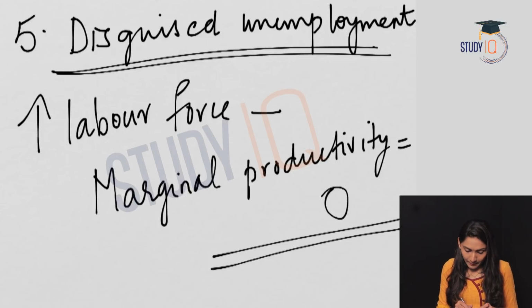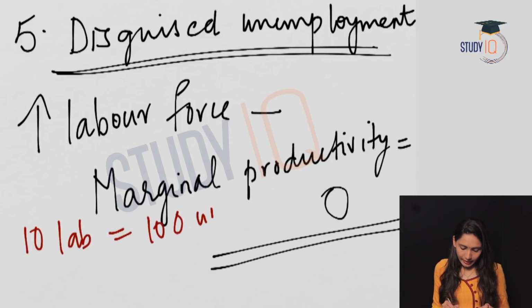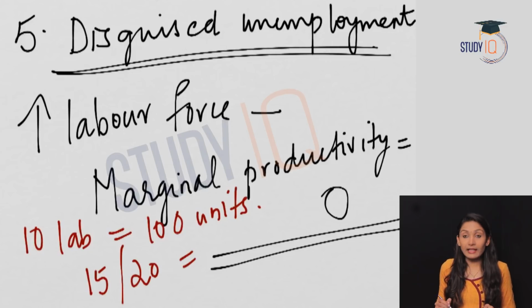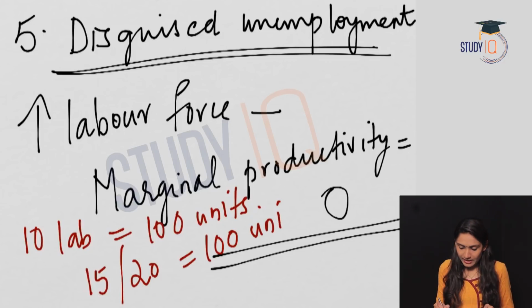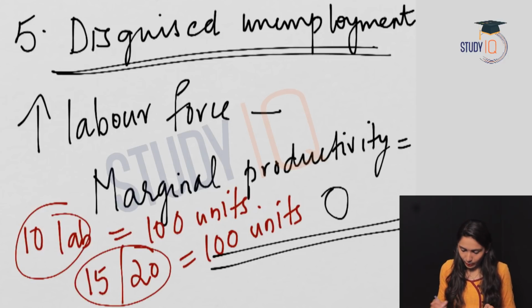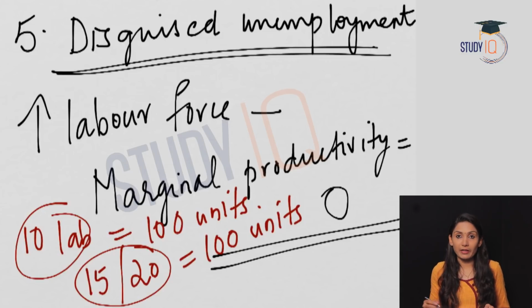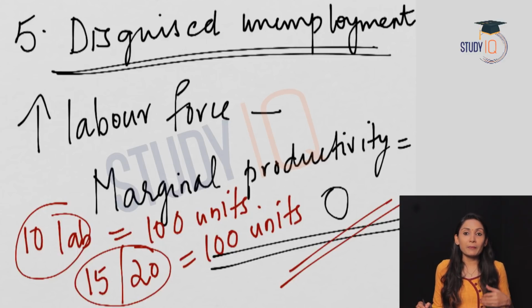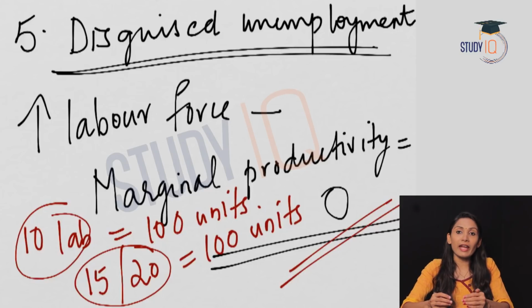Say, for example, in a farm there are 10 laborers and the output is 100 units. Even if the number of laborers in the farm goes up to 15 or 20, the output will still remain 100 units. That means the marginal productivity is zero. Even if the number of laborers in the farm increases, the output remains the same. In this case, we call it disguised unemployment. Under disguised unemployment, people are able to find work, but they do not add to the GDP or to productivity. What can be the solutions for disguised unemployment?